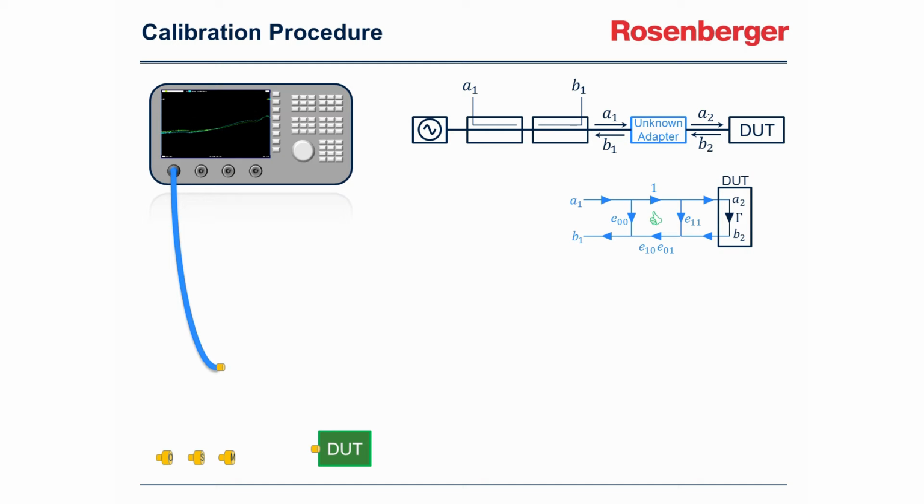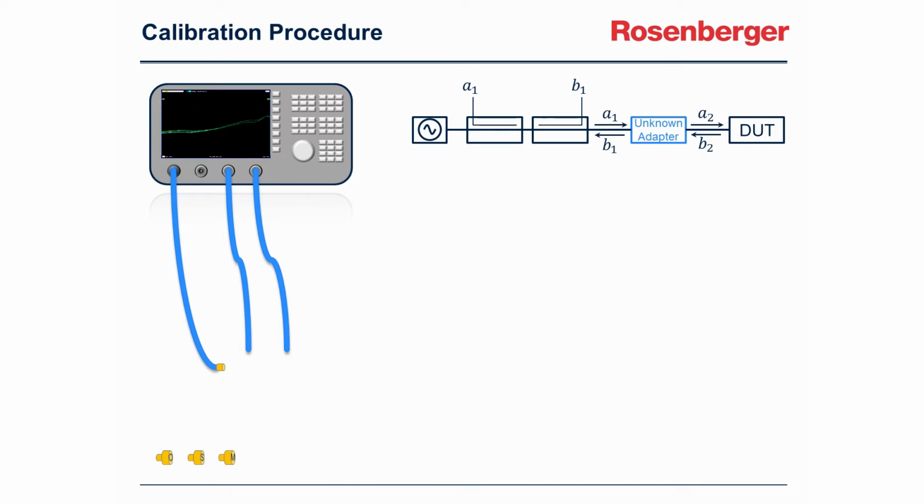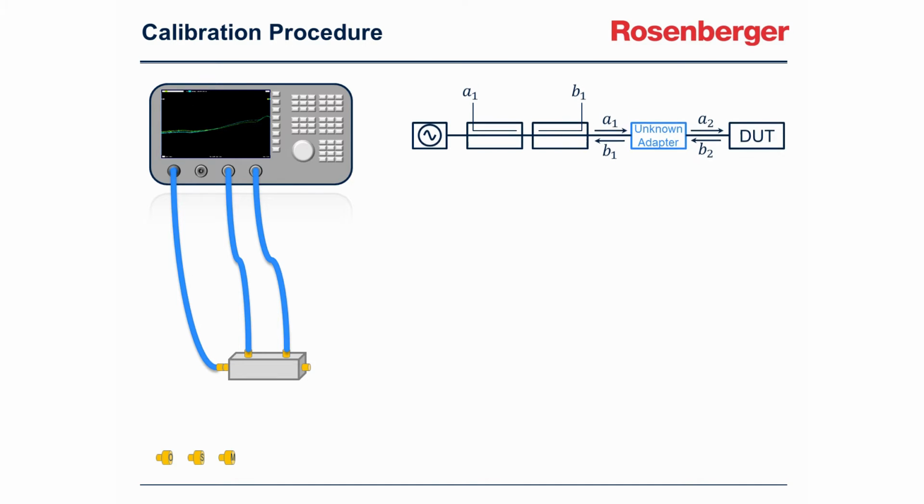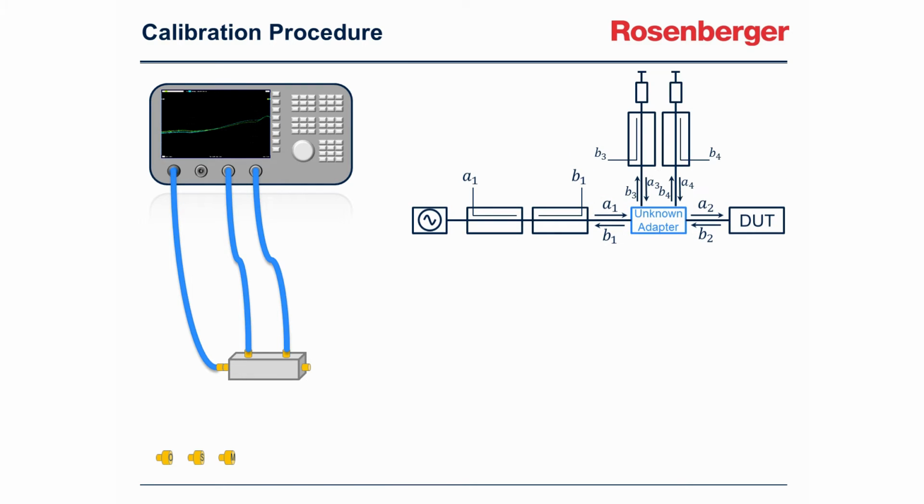By inserting a directional coupler and connecting additional cables, the system can be treated as a 4-port. Due to this, the error model is enhanced by the additional ports. This 4-port can be divided into two independent 2-ports by means of the 4-port to 2-port reduction, generating two sets of error terms E and I.